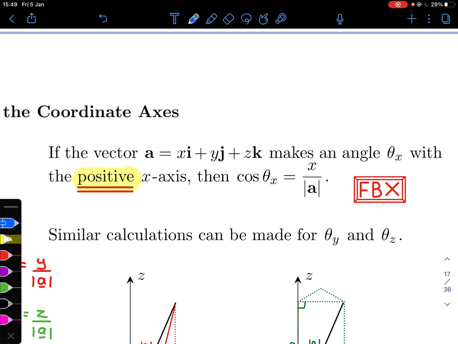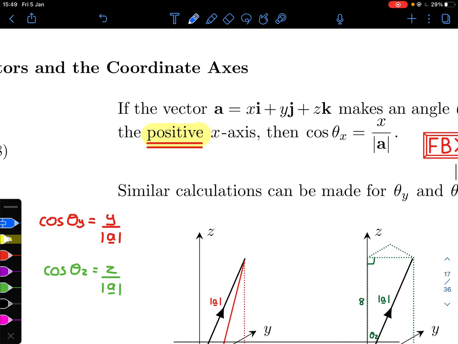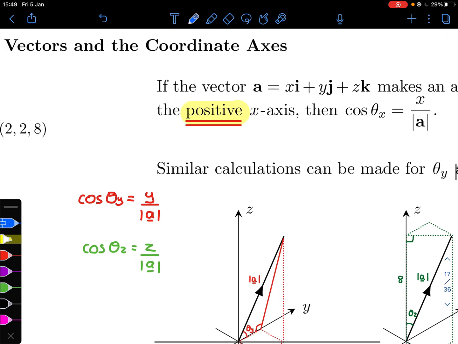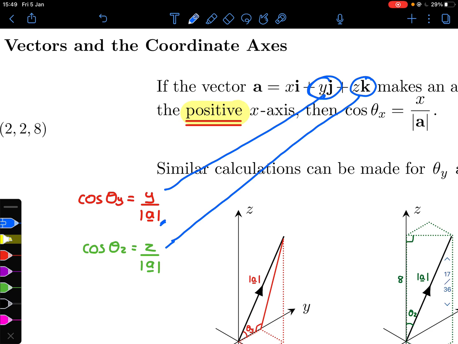So that's the formula for the angle to the x-axis. Similar formulas exist for the angle to the y-axis, angle to the z-axis. Notice they all involve cos. You'll see why in a moment. For the angle to the x-axis, we take the x component, or the i component of the vector, and divide by the magnitude of the vector. Angle to the y-axis, we take the y component and divide by the magnitude. And for the angle to the z-axis, we take the z component, or the k component, and divide by the magnitude. So three very similar formulas.